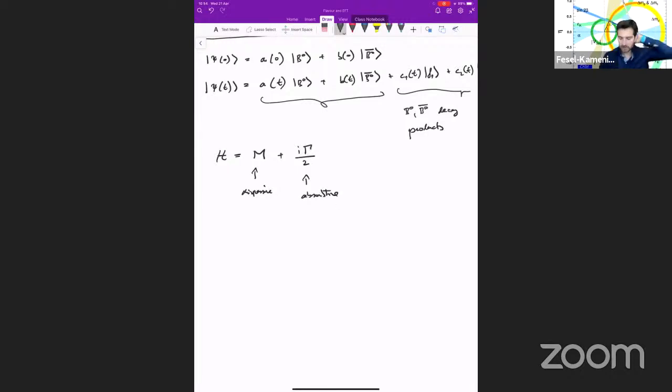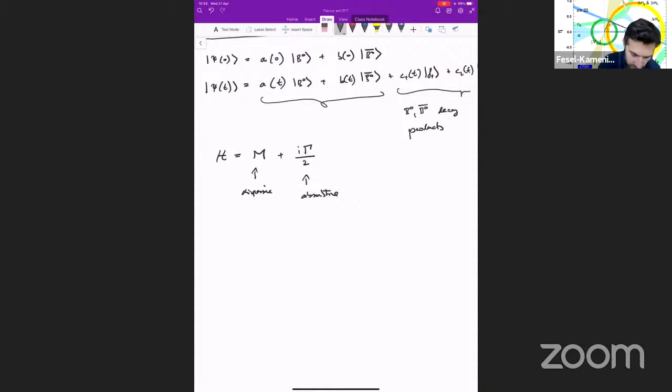Okay, so the names dispersive and absorptive come from the fact that to M, the dispersive part, only off-shell intermediate states will contribute, and they will describe oscillations of B mesons. On the other hand, the absorptive part gets contributions from on-shell intermediate states, and they actually describe the decay of B naught and B naught bar into other final states.